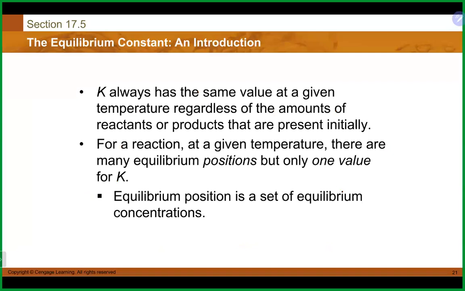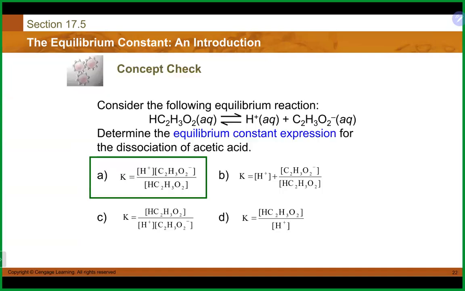All right, so as I mentioned, K has the same value at a given temperature. Once again, that is the only thing that will affect the actual numerical value of it. For a given reaction and temperature, there are many equilibrium positions, and that's what we were just talking about. Again, you could start with all products, all reactants, a little bit of everybody. It will always come to rest with the same proportion of products to reactants as long as that temperature remains constant. So that's basically what it's talking about here.